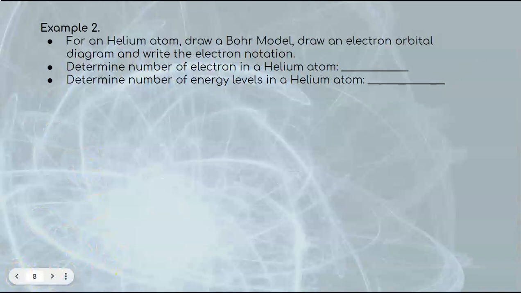The next example here is helium. So I would like you to do the same thing. Draw a Bohr model, draw an electron orbital diagram, and then write the electron notation for each of these. Go ahead and give yourself a little bit of time to do that. You can pause the video now.